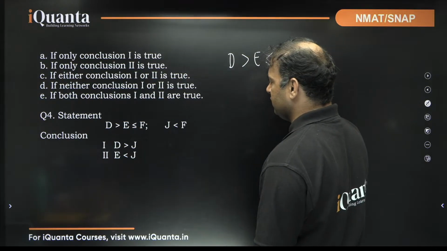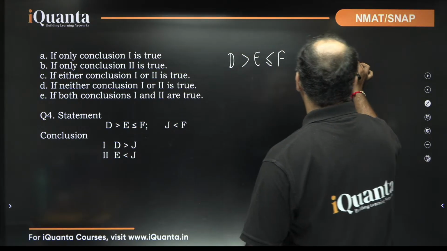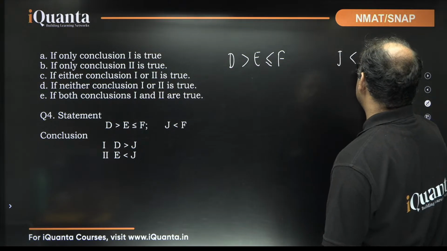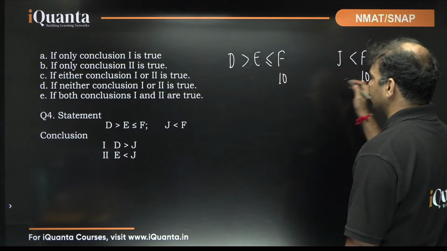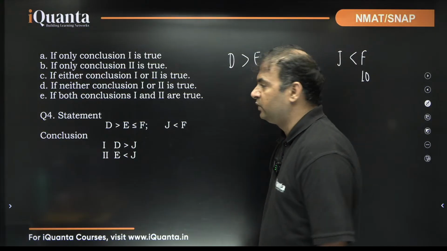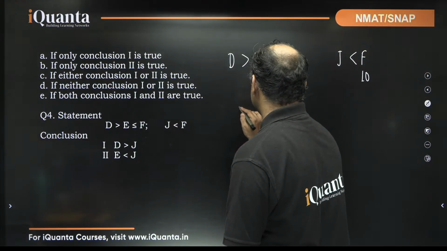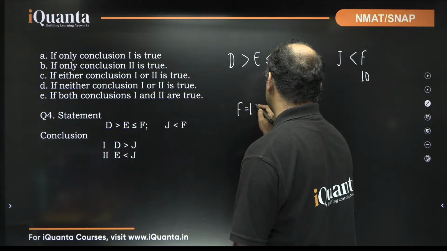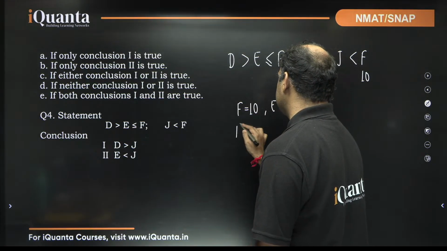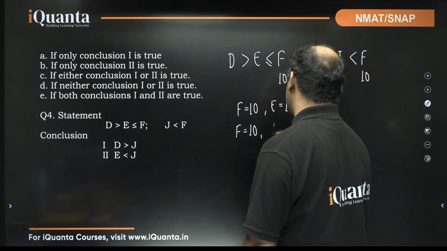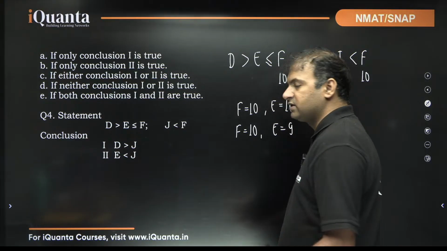Let's do it again. E is less than or equal to F actually, right? And J is less than F, alright. Let's assume F as 10 again. So in this case, E is less than or equal to F, right? Okay, let's take the cases. Let's say F is 10, so E can be either equal to 10 or less than 10. So let us assume for a while E as 9, just an assumption.